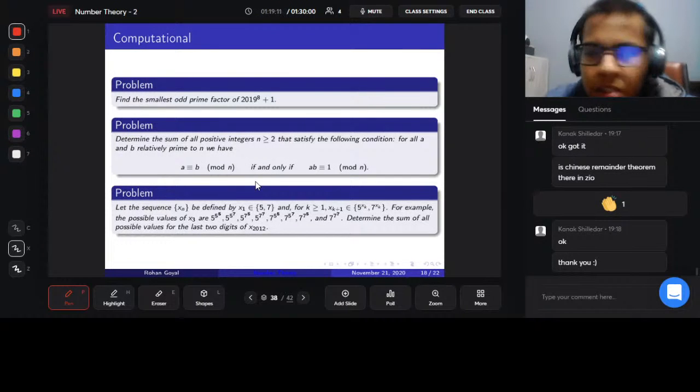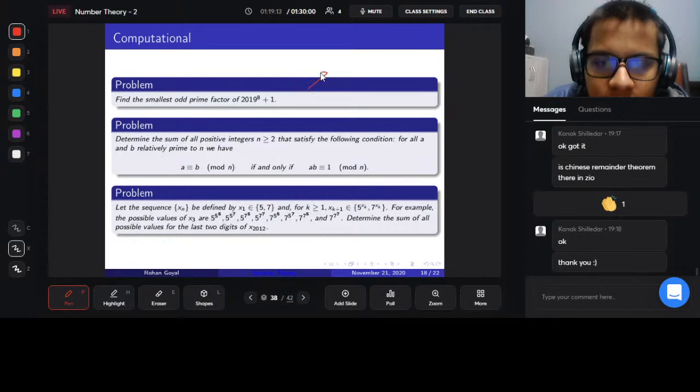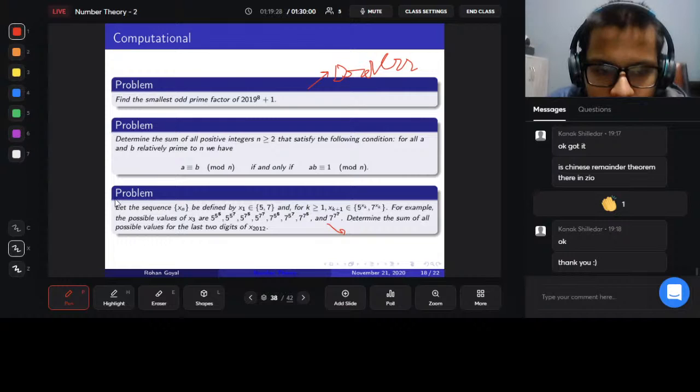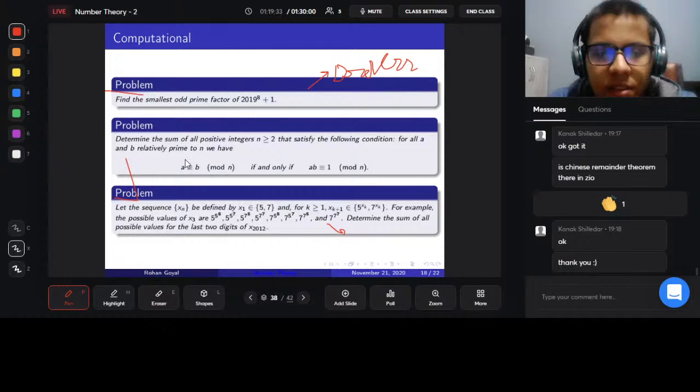I have added a couple of problems here. These are computational. This is an application of orders, so you should try it. It's an AIME problem. So, orders. This is also an application of orders. So you will actually learn quite a bit if you try these and you'll get slightly comfortable with orders. This is a slightly easier problem that you should try.